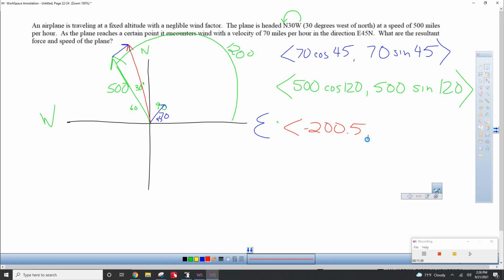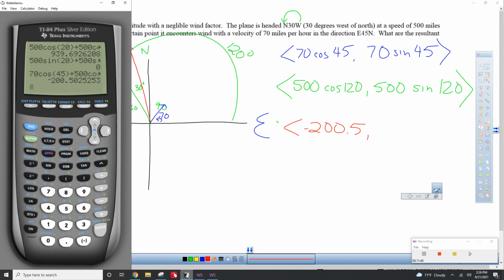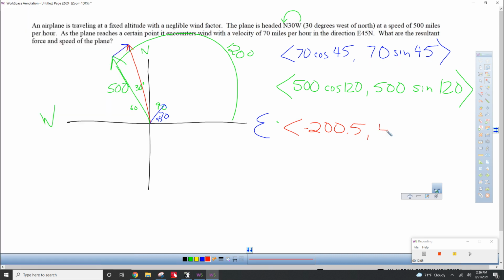Okay, now let's add the y coordinates. So we've got 70 sine 45 plus 500 sine of 120, and you get 482.5 for that one. Does that look like an answer that makes sense? I think so. Left 200, up 482. Yeah, I buy that.